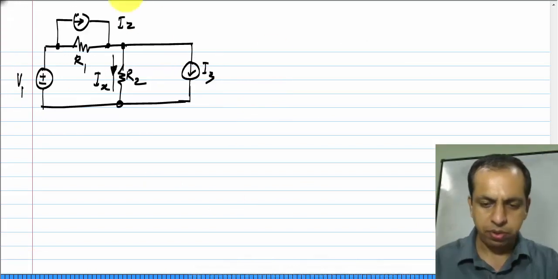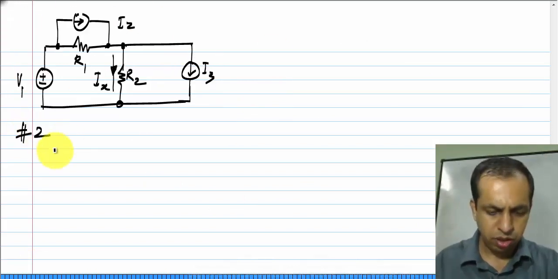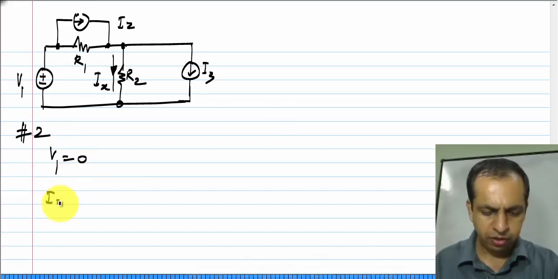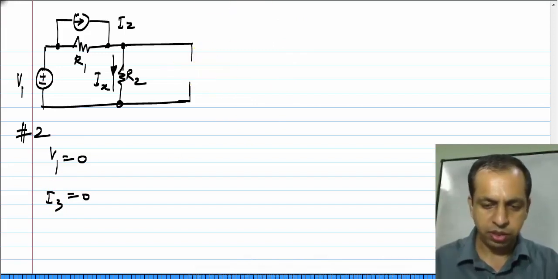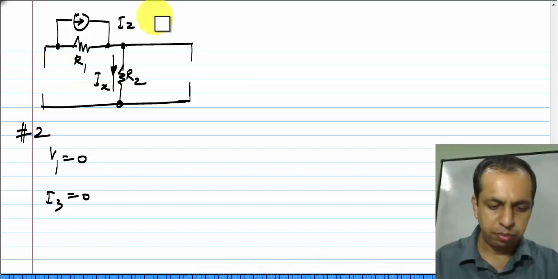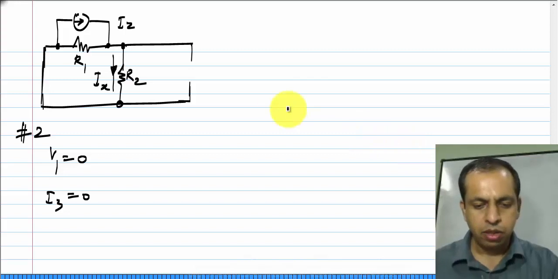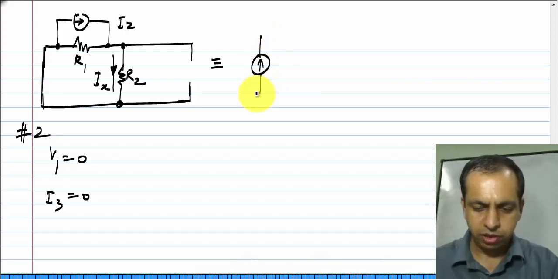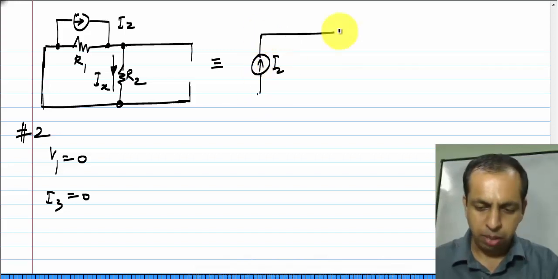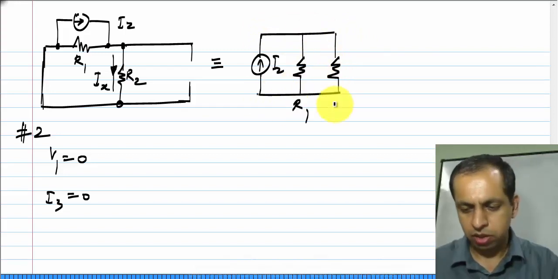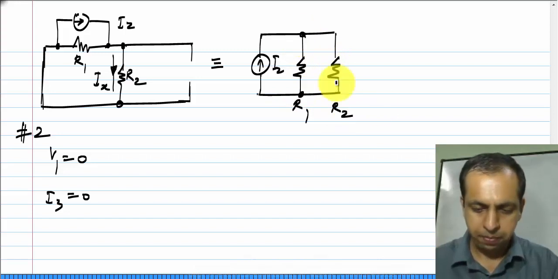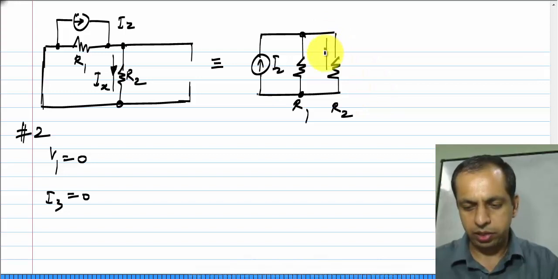Now, in the second step, I set V1 to 0 and I3 to 0, which means that this becomes an open circuit, and V1 being 0 makes it a short circuit. Now, again this is drawn in a strange way. If I redraw it, all I have is I2 applied across R1 and R2. Okay. And Ix is the current.